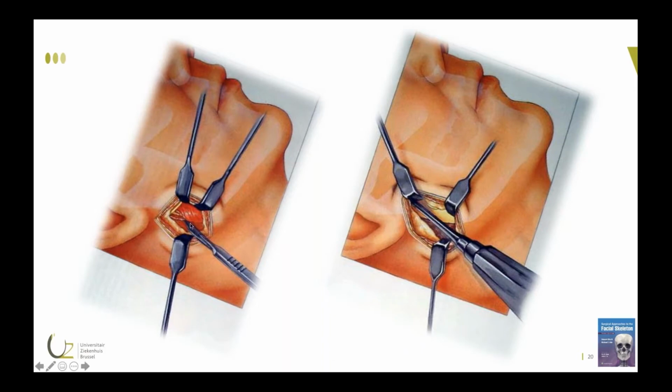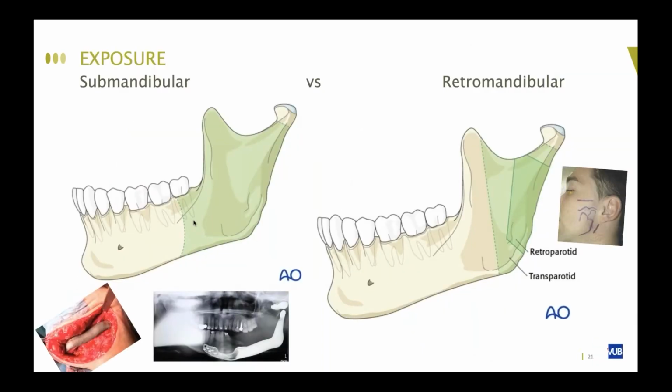The masseter muscle is incised, disinserted, and again subperiosteal dissection performed up to the capsule and the insertion of the temporalis muscle. The submandibular approach lets us expose all of the vertical ramus. One can extend the incision anteriorly to access even the symphysis and even the contralateral horizontal ramus.